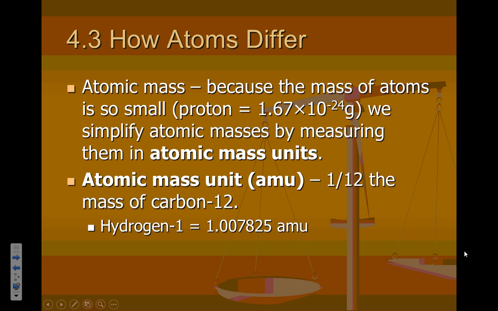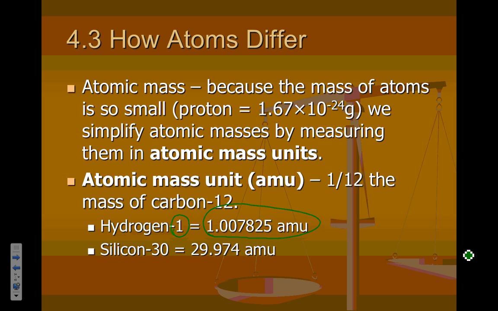So when we look at actual atomic masses and atomic mass units of substances, something like hydrogen 1 equals 1.007825 AMUs, whereas silicon-30, 29.974 AMUs. You'll notice there is a close relationship here between what our mass number was and what the mass in atomic mass units is, especially if we look at it to the tenths here. So hydrogen 1, 1.0. Silicon-30, 29.97. Well, if we look at it to the tenth, that's 30.0.